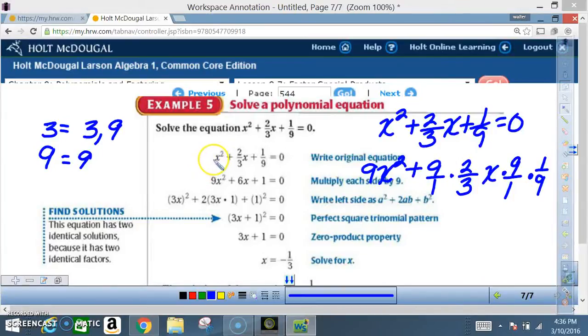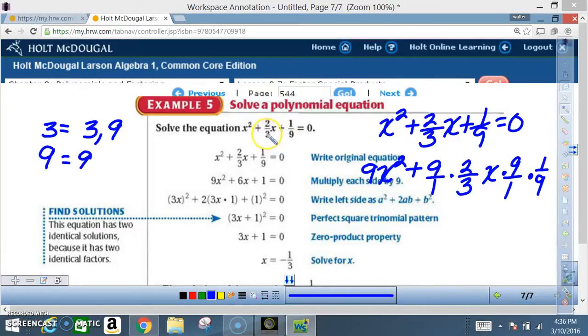All right, now, for those of you who may be confused as to why they said multiply each side by 9, it's because they want to get rid of the fractions. They want to get rid of the denominators. So to do that, you have to remember what you did back in about the 3rd, 4th, or 5th grade when you learned how to add and subtract fractions.